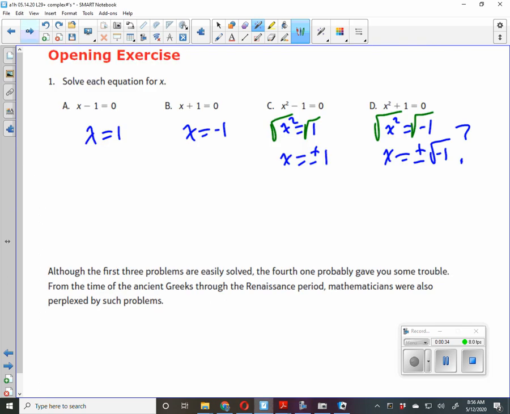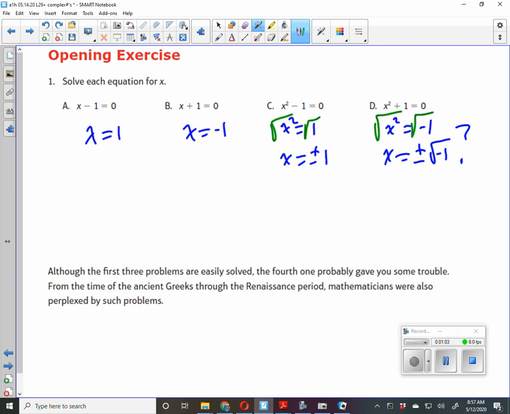All right, so the opening exercise I've already done for you just to speed things through. Clearly, we've got x equals 1, x equals negative 1. We can solve these equations, x equals both plus or minus 1. But what happens when you have x equals plus or minus the square root of negative 1? Up to this point, we keep saying that we can't do that. There's nothing we can do. But there is.